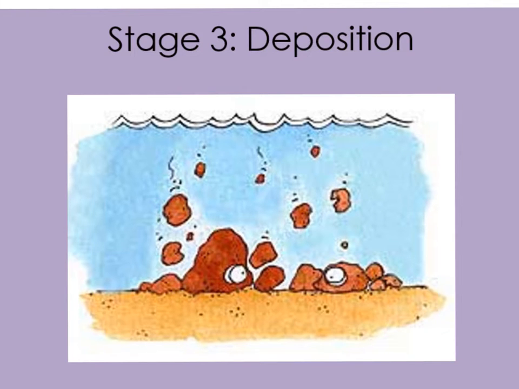Stage 3 is deposition. Particles of rock cannot be transported forever. Rivers reach the sea, the wind stops blowing, and glaciers melt. They dump the load of particles they were carrying. This process is called deposition.